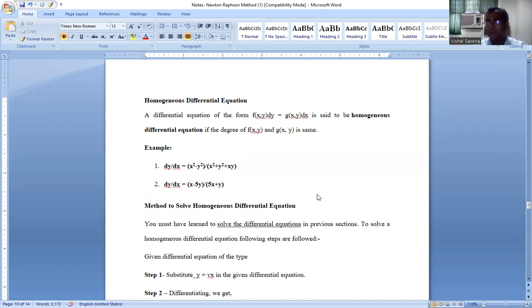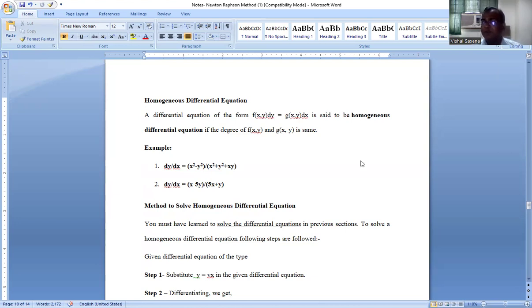A homogeneous function is a function where every term has the same exponent, or the same integral power. Then it is called a homogeneous function. Suppose I take one example, like x square plus y square plus z square. This is called a homogeneous function, x square plus y square plus z square.